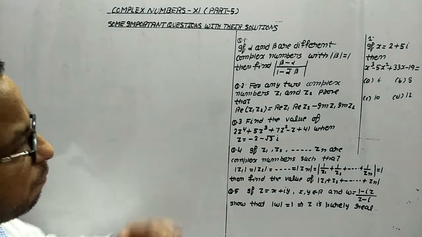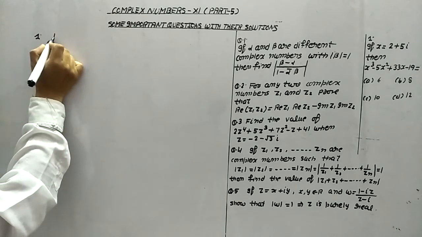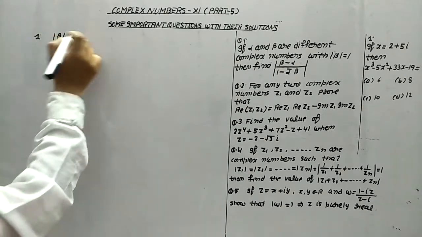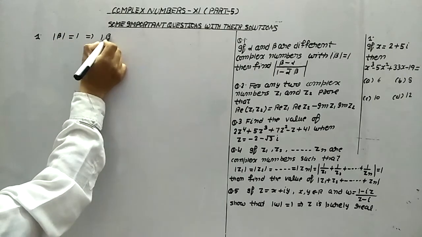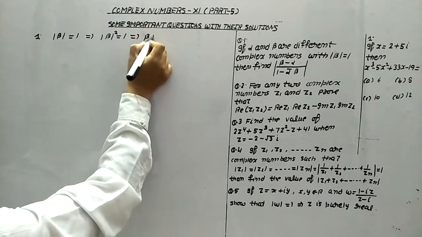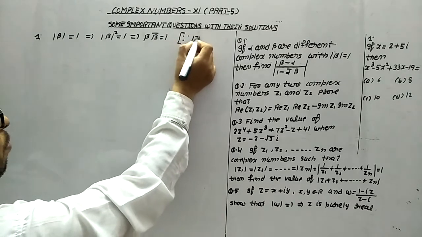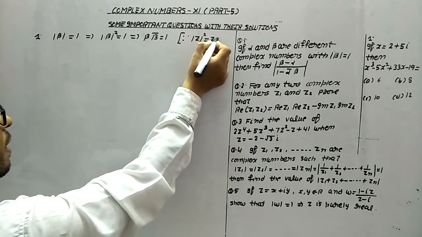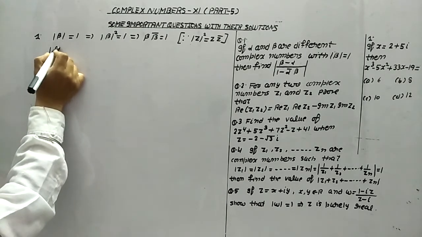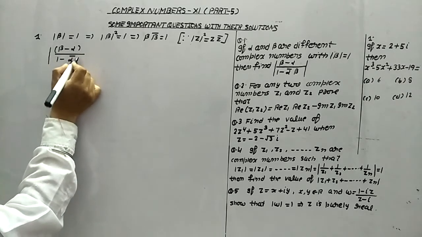If alpha and beta are different complex numbers with modulus of beta equal to 1, we have to find out the value of this part. Now modulus of beta is equal to 1. It means modulus of beta square is equal to 1. It implies that beta into beta bar is equal to 1, because we know the property: modulus of z square is equal to z into z bar. Now we have to calculate this thing, (beta minus alpha) upon (1 minus alpha bar into beta).